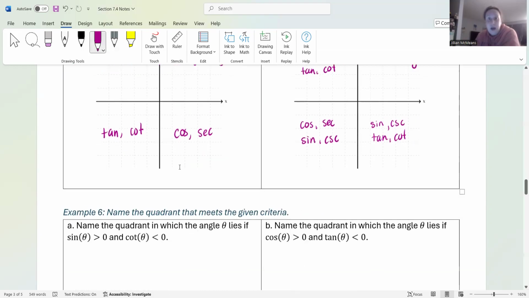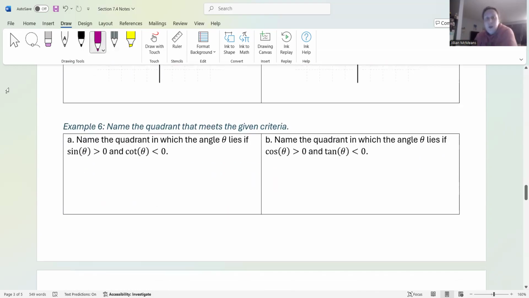Now we've got example 6 here. So example 6 says, name the quadrant that meets the given criteria. So for part A, it says, name the quadrant in which the angle theta lies if sine of theta is positive and cotangent of theta is negative. So let's see, where is sine of theta positive? Well, sine of theta is positive in quadrant 1. Everything's positive in quadrant 1. And then again in quadrant 2.